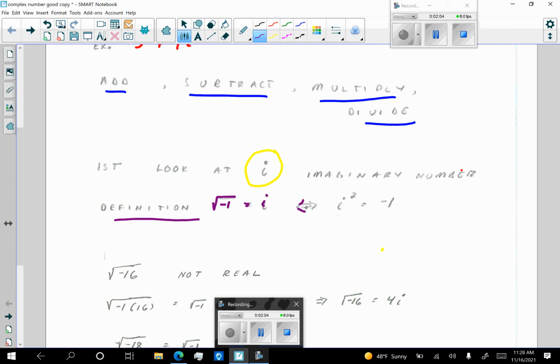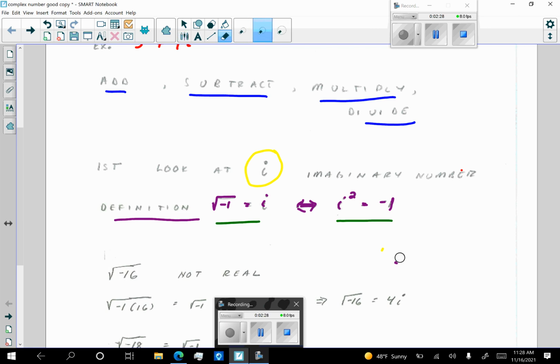That tells me that i squared is equal to -1. So i squared is -1, and i is the square root of -1. There's 2, and both of these imply the same thing. So I can have i squared as -1, or i is equal to the square root of -1. And i is an imaginary number.